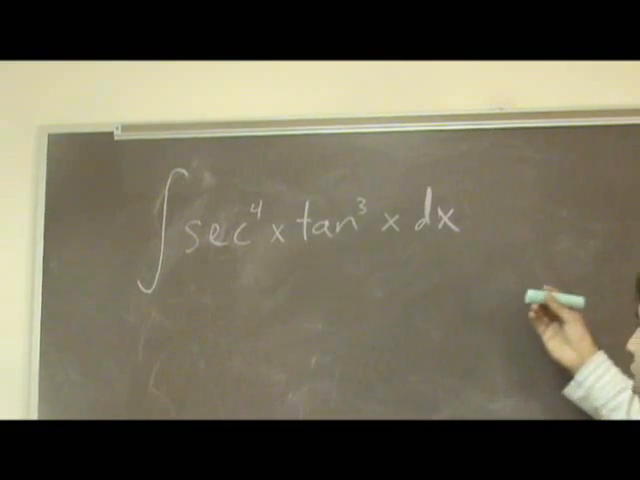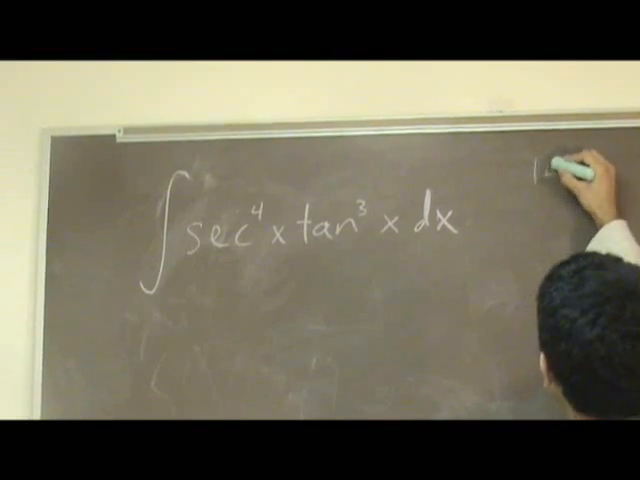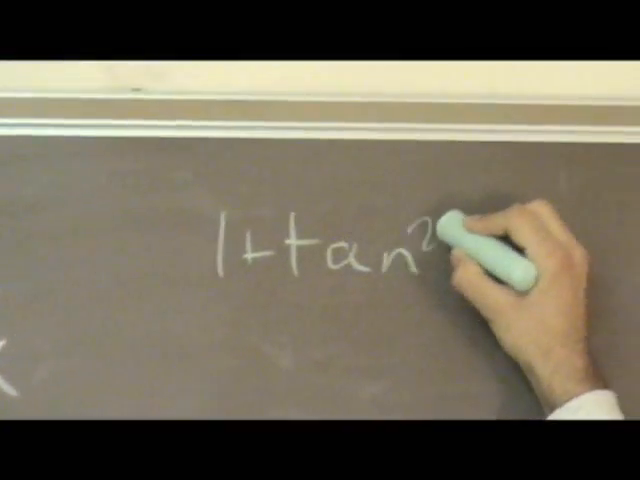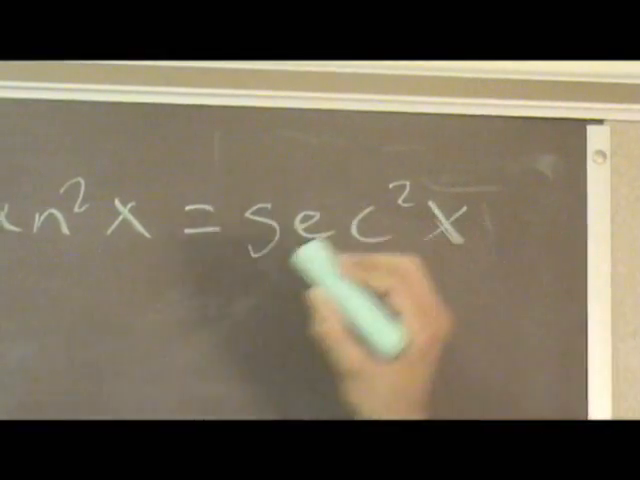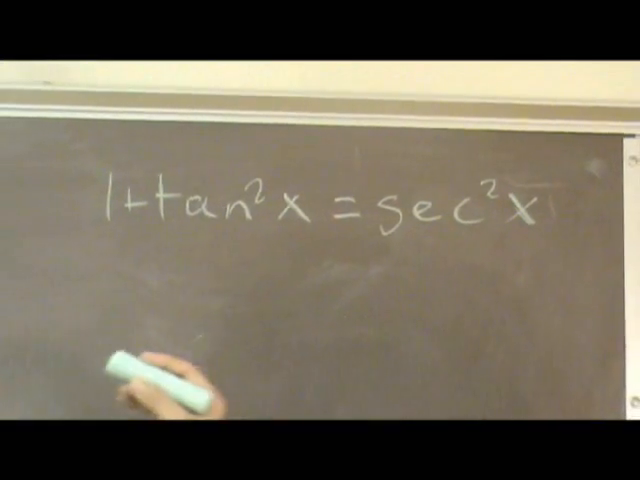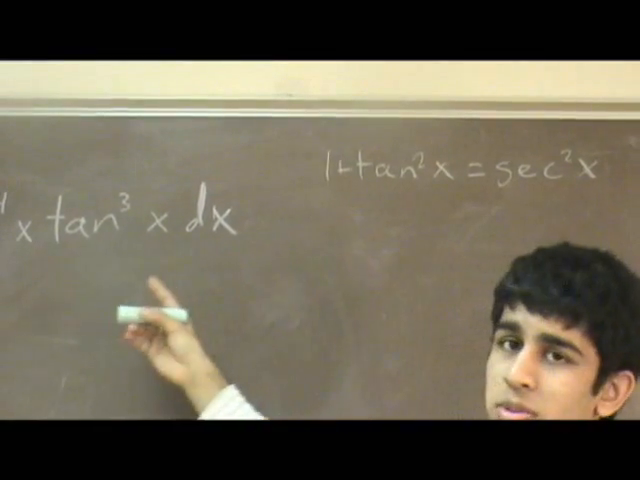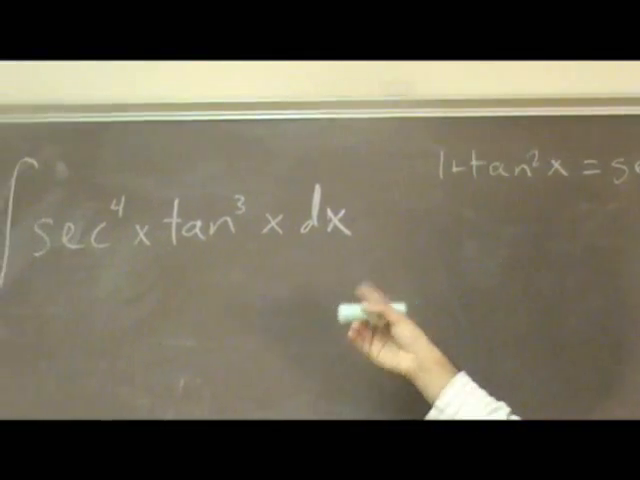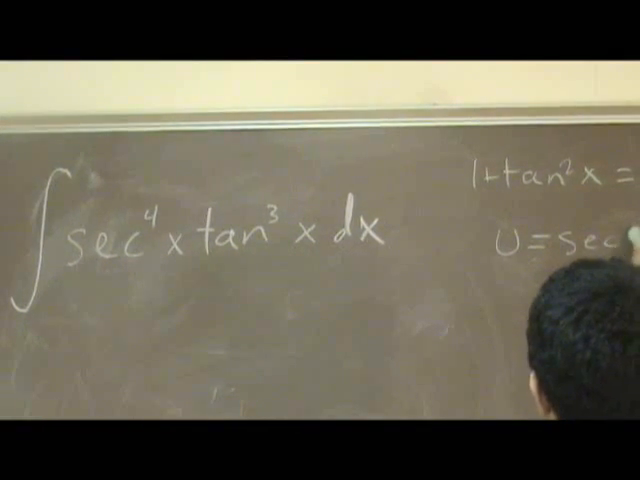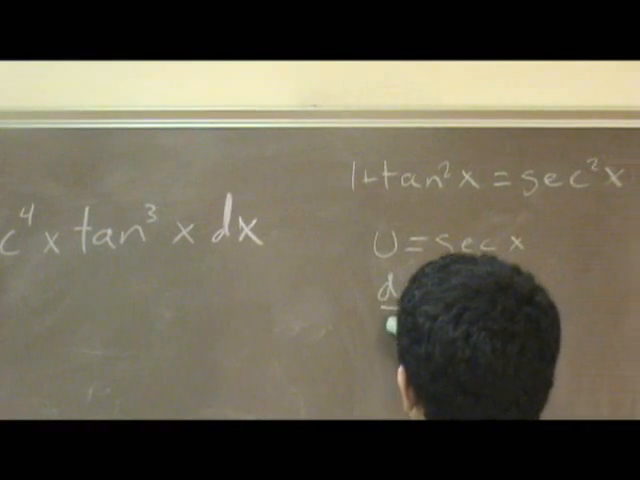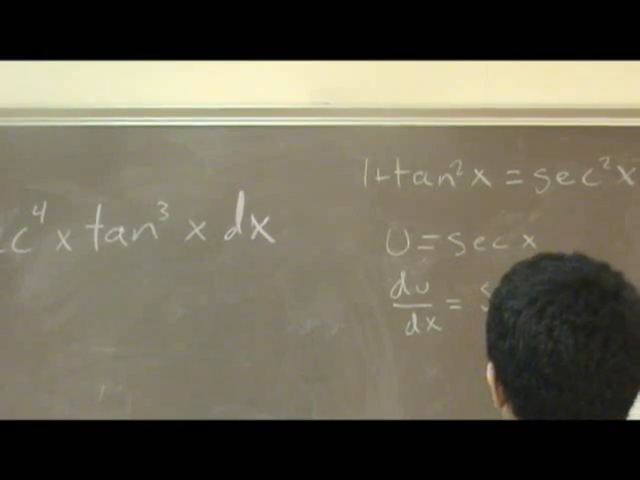And a common property of trigonometric functions is 1 plus tangent squared x is equal to secant squared x. And these squared properties are key in finding trigonometric substitution integrals. And what we're going to do is use u substitution combined with this property to find the integral of this function. And we're going to set u as secant x. So therefore du dx is going to be secant x tangent x.